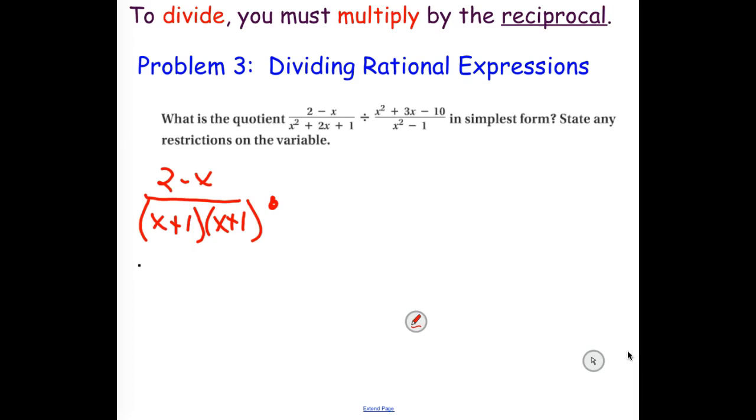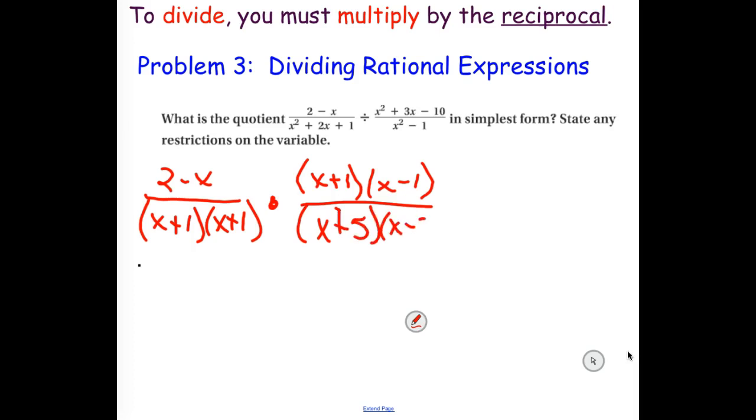We're going to flip this. So the x squared minus 1 becomes the numerator. We're going to get an x plus 1 and an x minus 1. The numerator then turns into the denominator: x squared plus 3x minus 10. We already did this one today. We get x plus 5 and x minus 2.